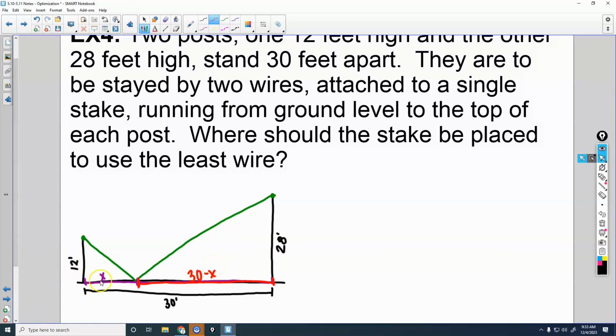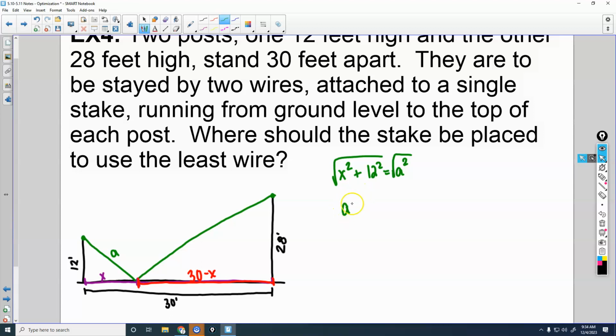So if this part is X, like if I knew that was 7, I'd do 30 minus 7 to figure out what it is. Or if I knew this is 10, I'd do 30 minus 10 to figure out the other part. So it's just 30 minus X. Okay, so for this part right here, I'm going to call this A for right now. I would know that X squared plus 12 squared would equal A squared. Right? And I want to know the length of A, so I would need to square root both sides.